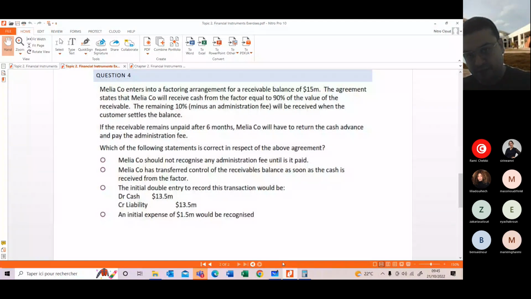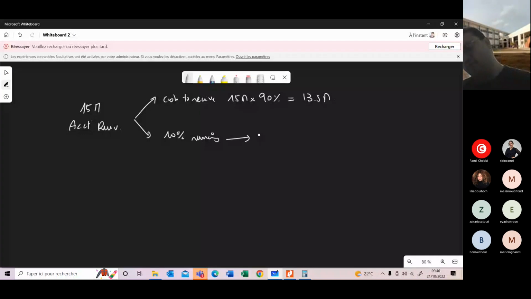This is deferred in time. So it's going to be given when the factor... After 6 months. No, just before that, we say that one.